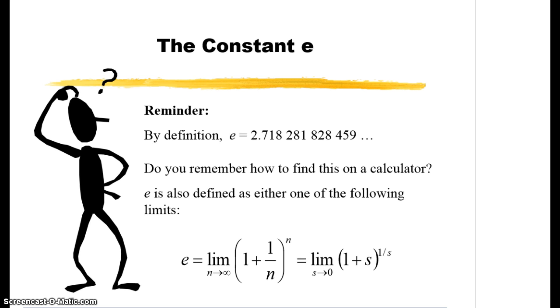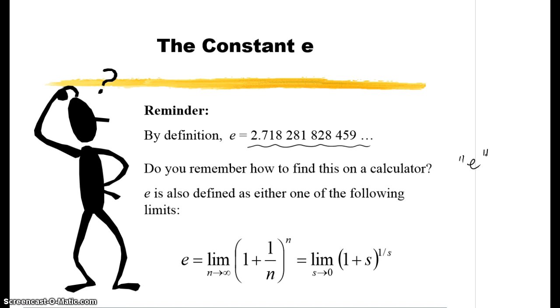By definition, if you remember, the number e is the irrational number defined here. It goes on forever without any repeating patterns. And obviously on your various calculators, you should look for the key labeled e. That's how you're going to find it on your calculator.